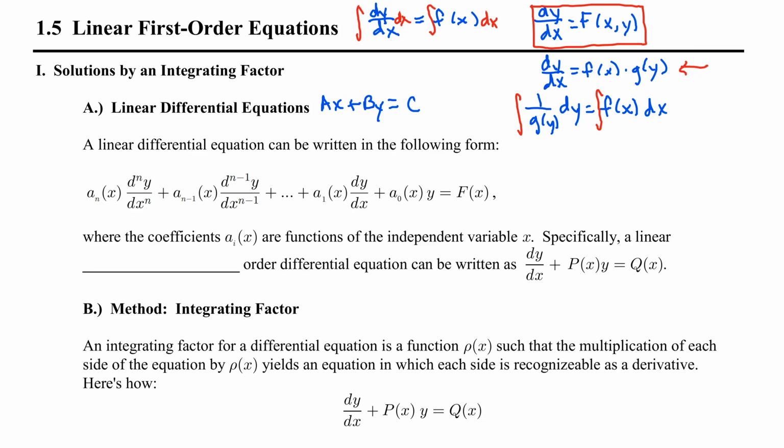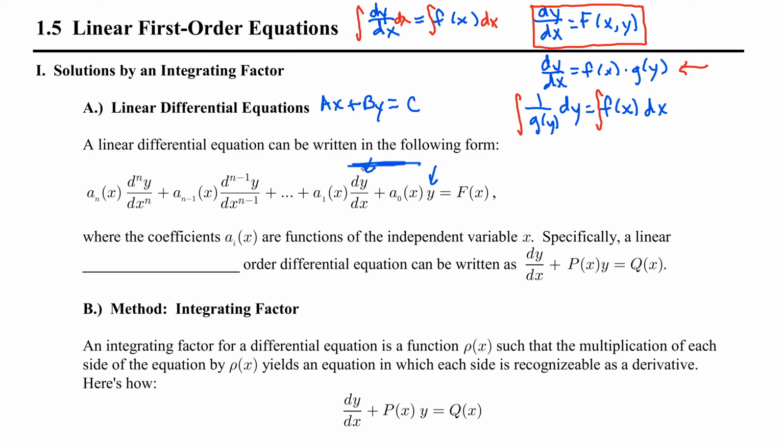A linear differential equation can be written in the following form. We have a sub n of x times the nth derivative of y with respect to x, plus a sub n minus 1 of x times the n minus first derivative of y with respect to x. And we're going to continue this process. Notice the derivatives are descending in order down to the first derivative. And finally, the last term here, we have a naught of x as our coefficient function times the dependent variable y. So there's no derivative there. We can think of that as the 0th order derivative. This is equal to a function big F of x.